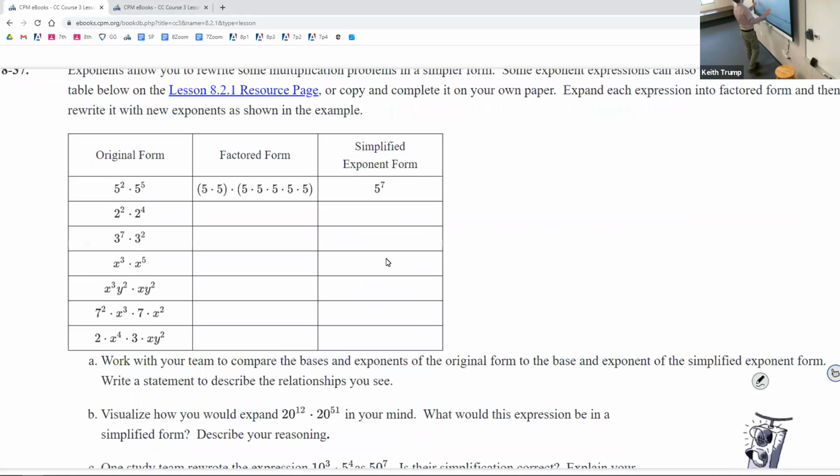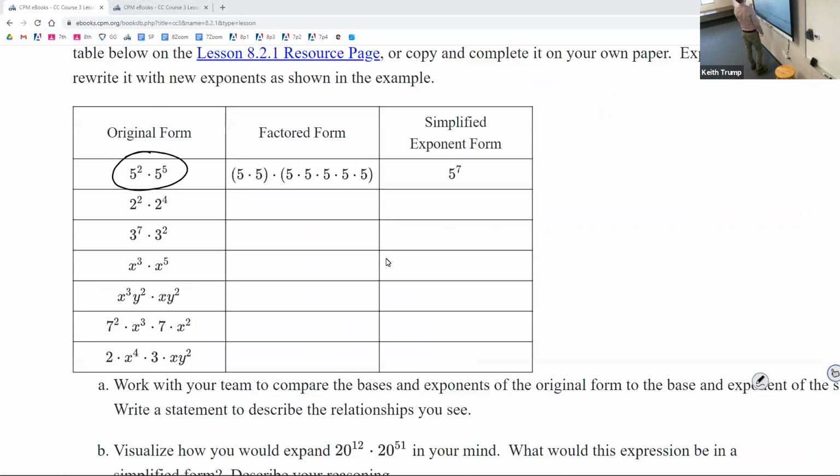So we have 5 to the 2nd times 5 to the 5th. Well, writing that out in what we call factored form. Remember, a factor is just one of the pieces of a multiplication problem, basically, right? So writing this out in factored form, we're going to have 5 times 5. Okay, that's this part. And then we have 5 times 5 times 5 times 5 times 5 for the 5 to the 5th. And you can see that when all of these are multiplied together, we could just say that this is really more like 5 to the 1, 2, 3, 4, 5, 6, 7, 5 to the 7th, okay?